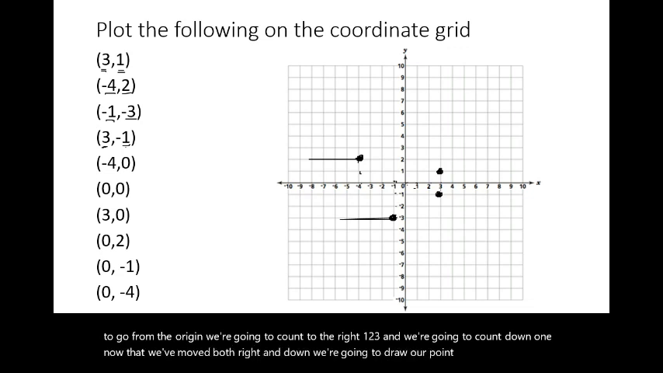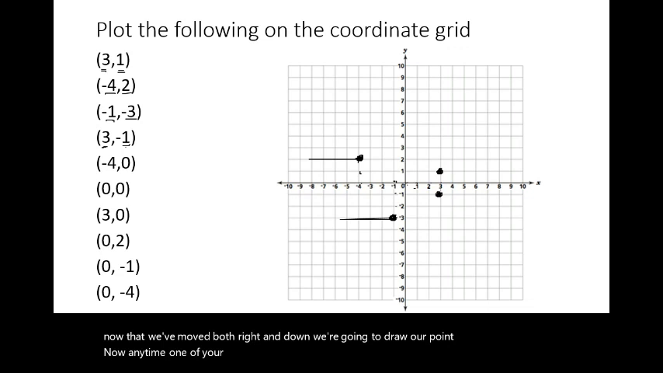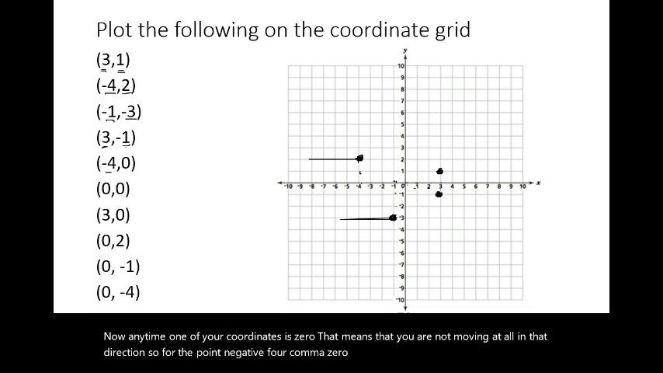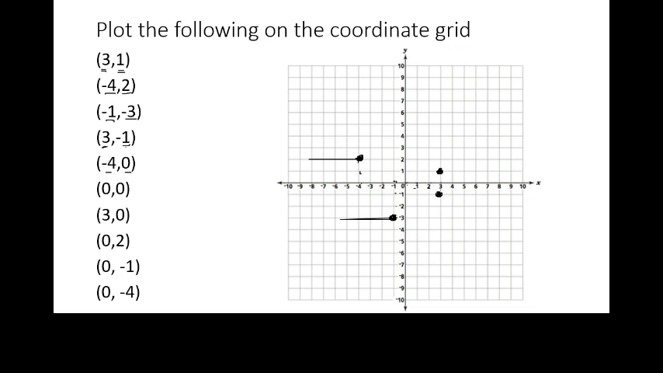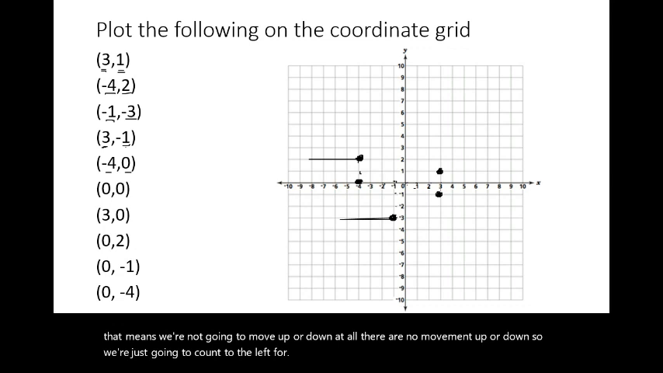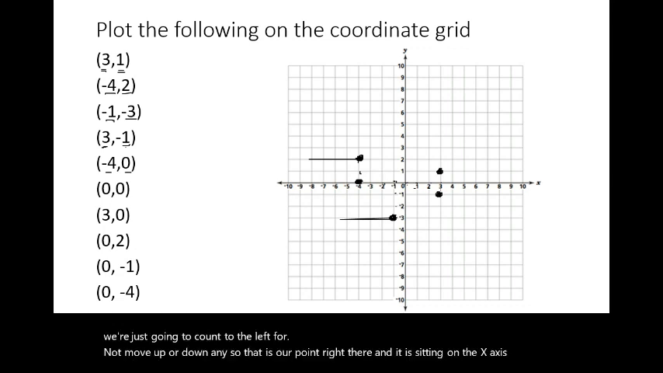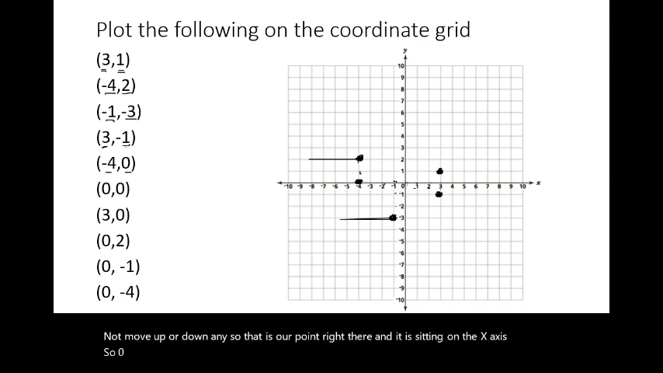Now, anytime one of your coordinates is 0, that means that you are not moving at all in that direction. So for the point negative 4, 0, the x-coordinate is negative 4, which means we're going to move to the left 4 units. But since the y-coordinate is 0, that means we are not going to move up or down at all. There are no movements up or down. So we're just going to count to the left 4. Not move up or down any, so that is our point right there, and it is sitting on the x-axis. So 0, 0, this is also known as the origin, so the origin is that point right there in the middle.